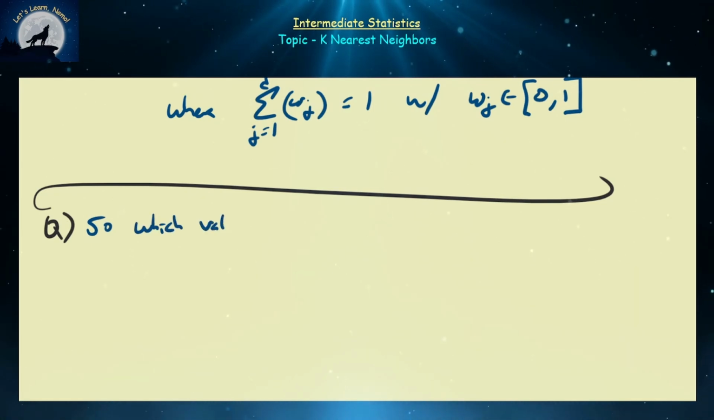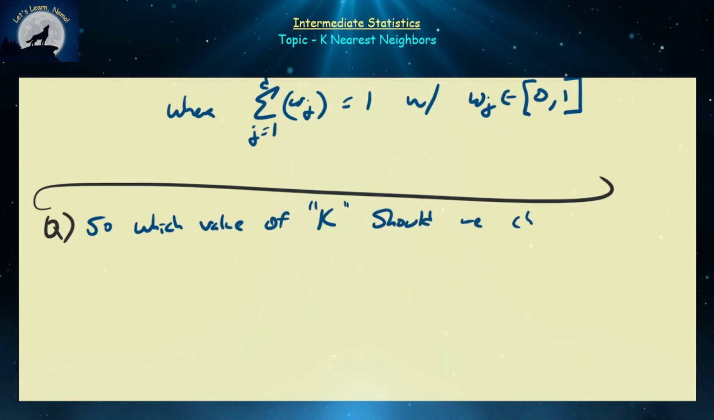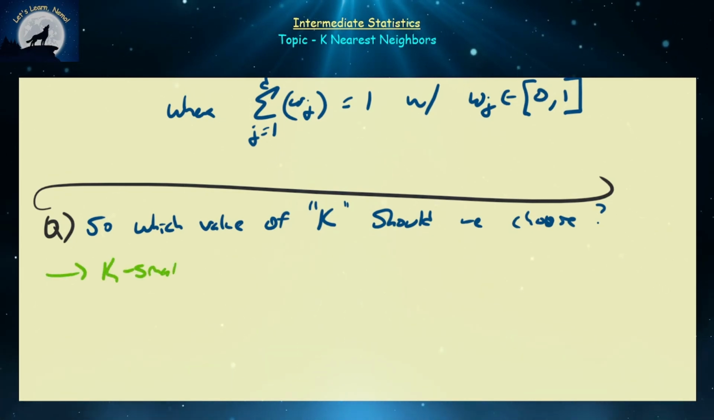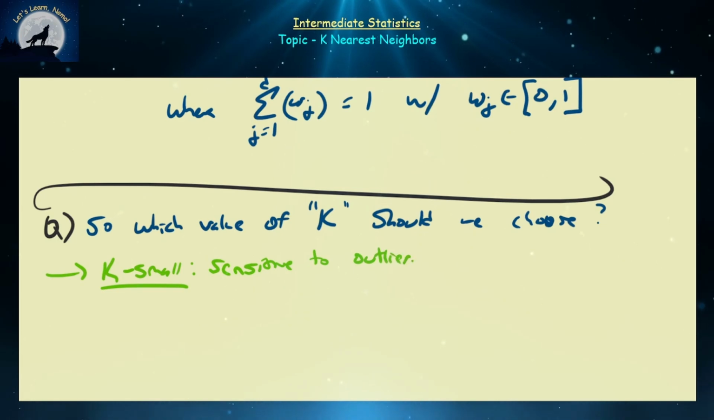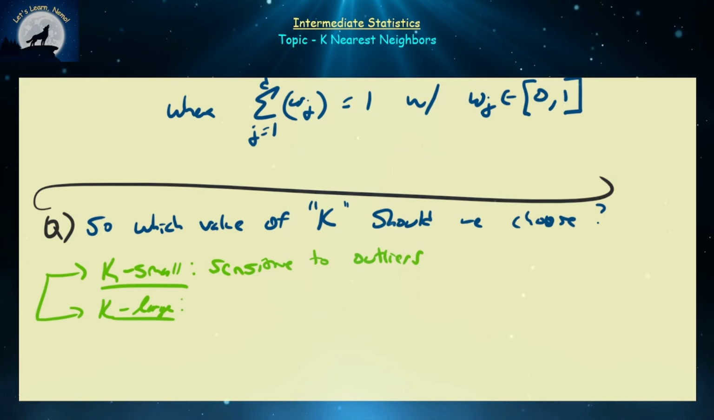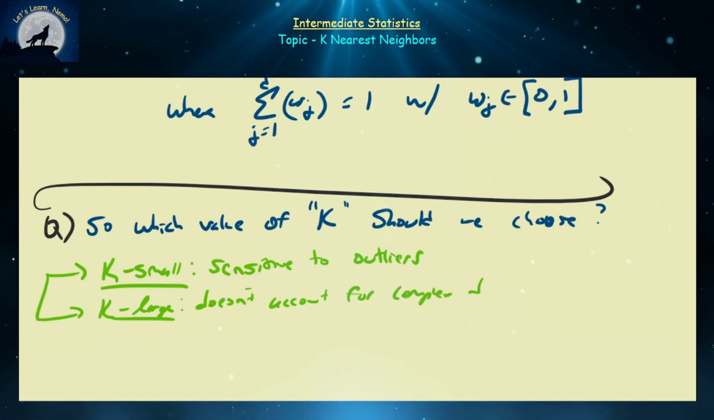So which value of k should we choose? It's a very important one. A couple of extremes to consider. If we choose a small value of k, this is obviously going to be sensitive to outliers. That's an obvious thing, and you should be able to look at a graph and convince yourself of that. And if you have a large value of k, this doesn't account for complex data. That's also the case, because keep in mind, this is just an example of overfitting.